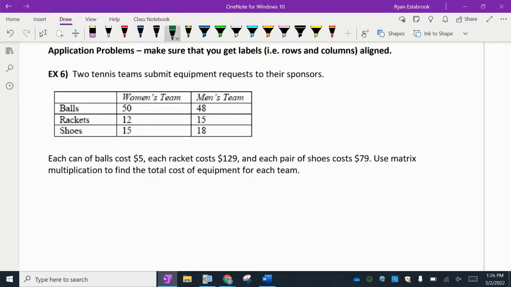Now, if this was all there was, I probably wouldn't use a matrix. I'd probably just multiply what I needed to and get an answer. But after we do this, I'll show you the benefits of using it as a matrix because we might need to change things up a little bit.